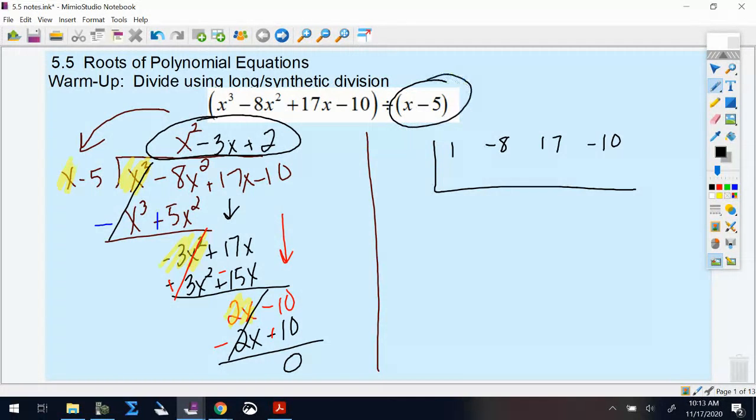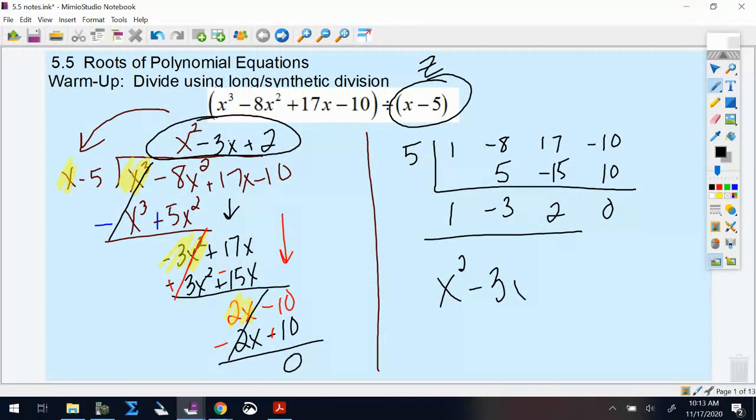You're going to put what makes this equal to 0 outside. So 5 goes outside. Drop down the first one, multiply, and then add, multiply, and then add, multiply, and then add. And these values represent your answer. You have 1x squared minus 3x plus 2. So the idea here and where we're kind of headed in this section is we're really going to focus on the ones that do give us a 0 remainder, the ones that are factors, because we're going to use this idea to look at graphs of functions and figure out when it crosses the x-axis.